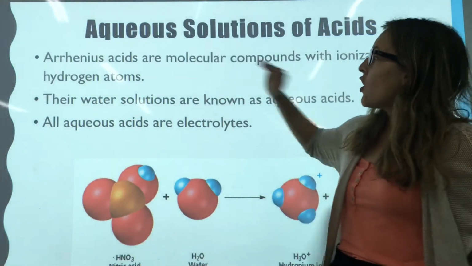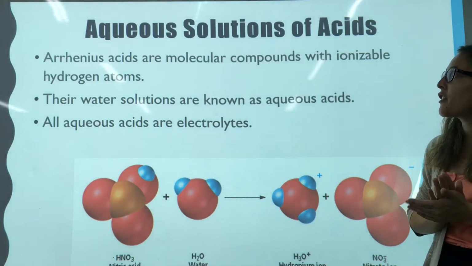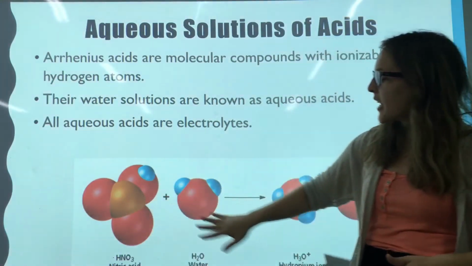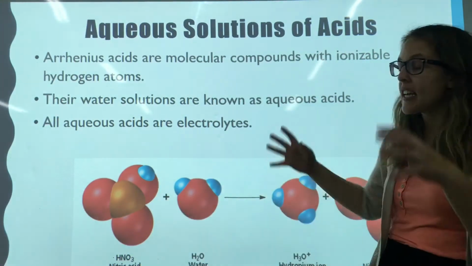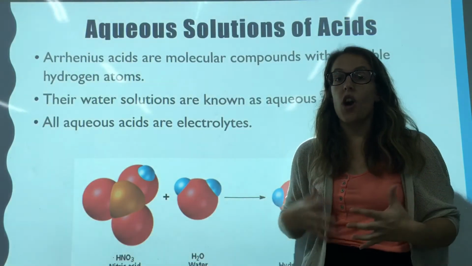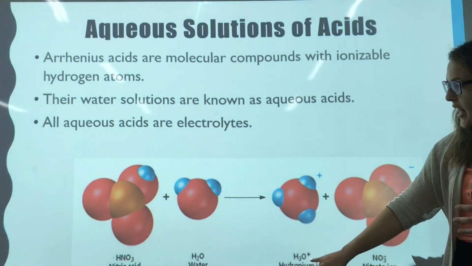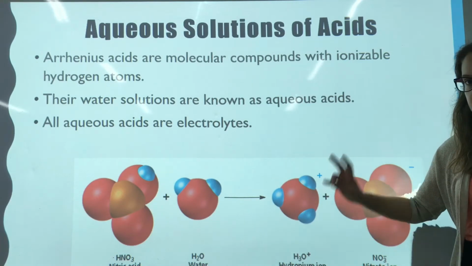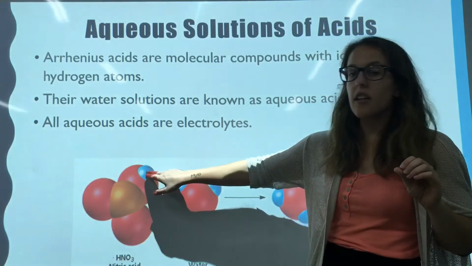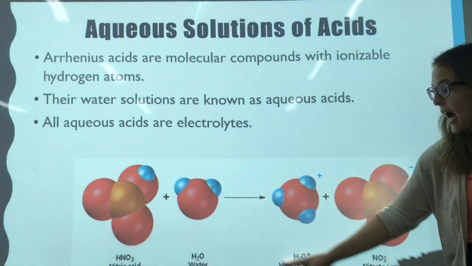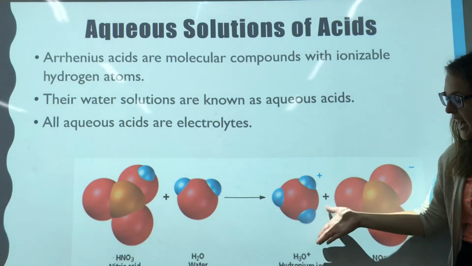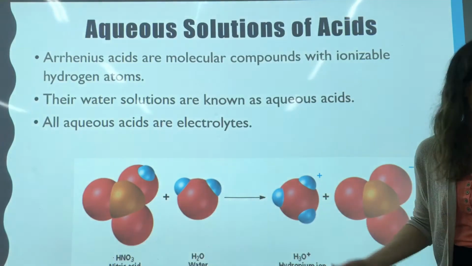So, if we look at Arrhenius acids, they are molecular compounds with ionizable hydrogen atoms. So we have nitric acid. We see that it is in water. And if it's in water, it's known as an aqueous acid. Aqueous acids are electrolytes. So if we look at the products, we have hydronium ion because this hydrogen goes to the water. So now we get a hydronium ion and we get nitrate. So here we have an anion and we have the hydronium ion.